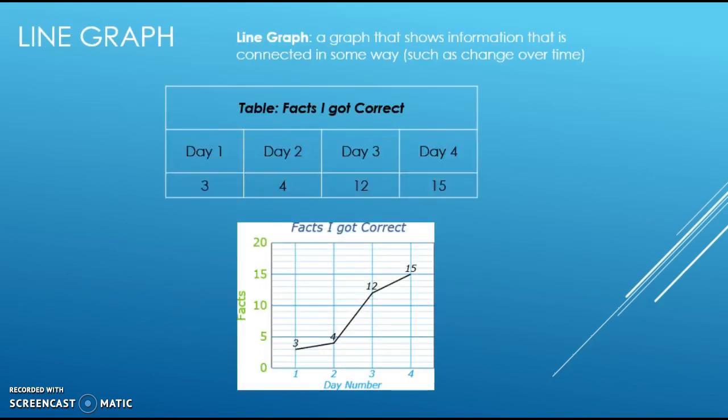And then finally, here's an example of a line graph. Here's where they're showing 2 different pieces of information. This is different data this time. We're looking at the number of days and the number of facts that this person got correct. So typically a line graph is going to show information that has some sort of a connection. In this case, it's a change over time. So that's what they're trying to show you. And then you connect everything. It doesn't have to be a straight line, but you do connect each point to point to point.